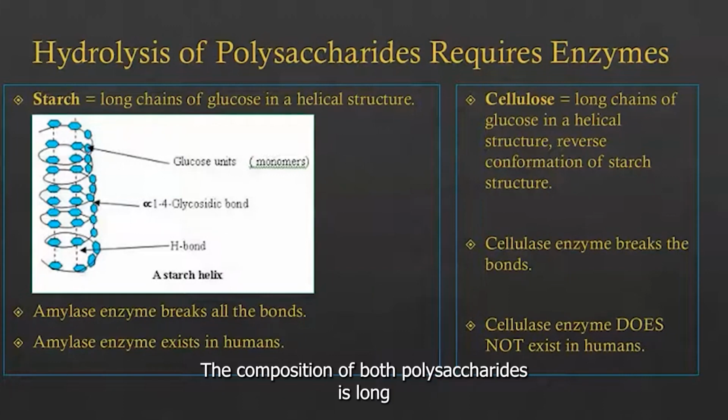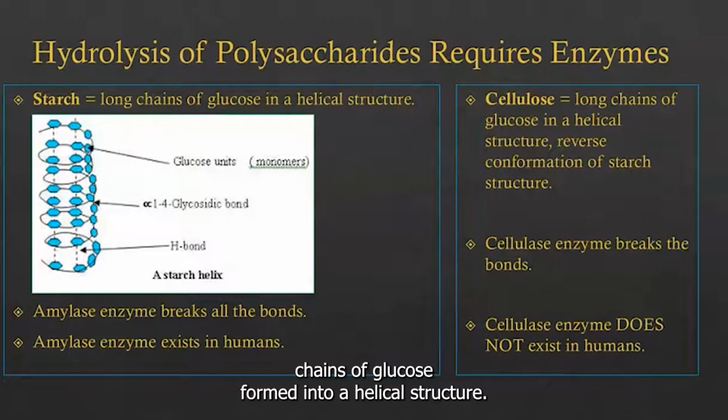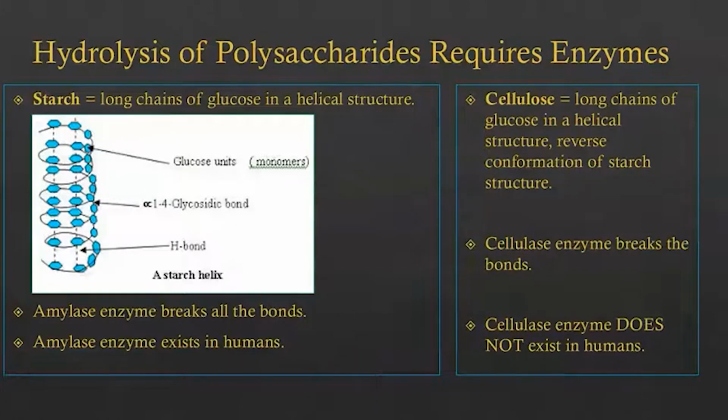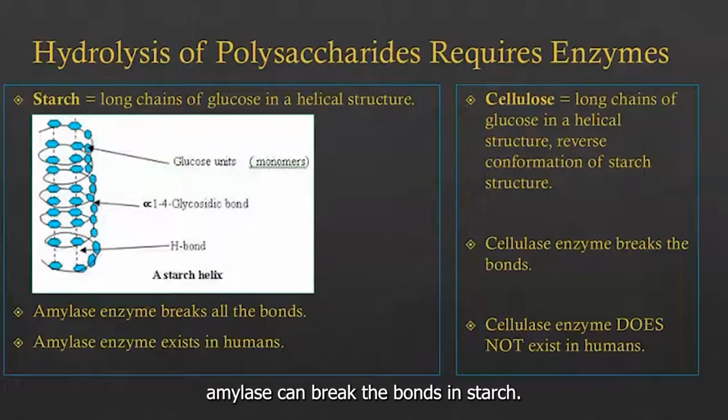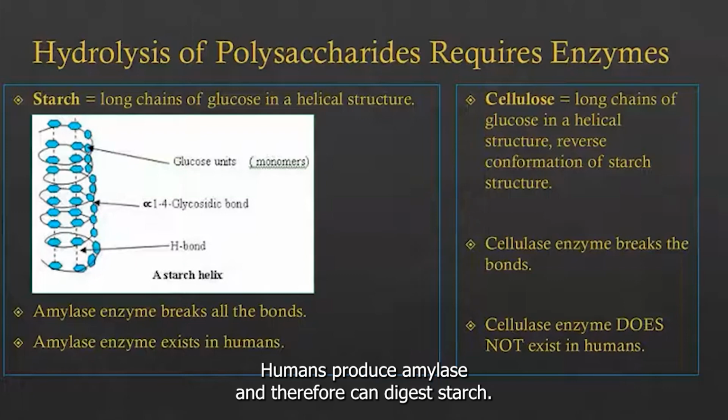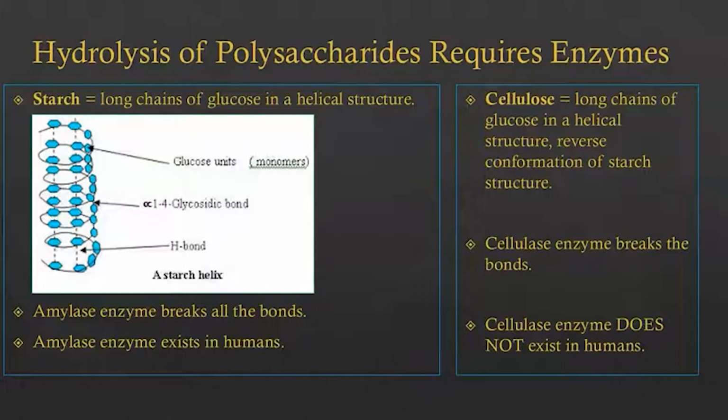The composition of both polysaccharides is long chains of glucose formed into a helical structure. The conformation of starch is the opposite direction of the conformation of cellulose. Because of the direction of the helix, only the enzyme amylase can break the bonds in starch. Humans produce amylase and therefore can digest starch.